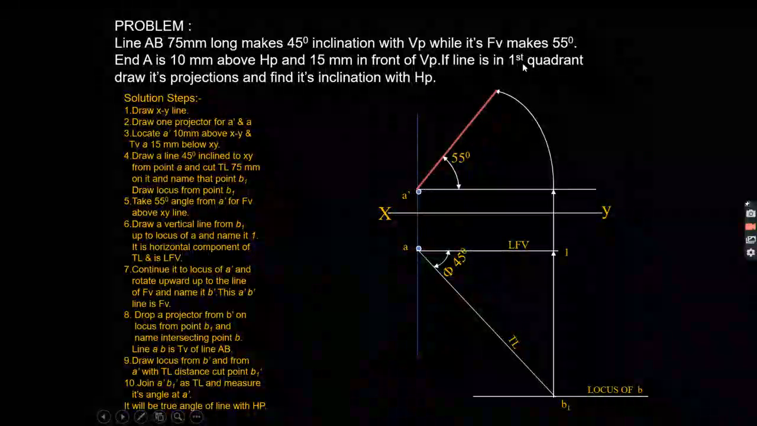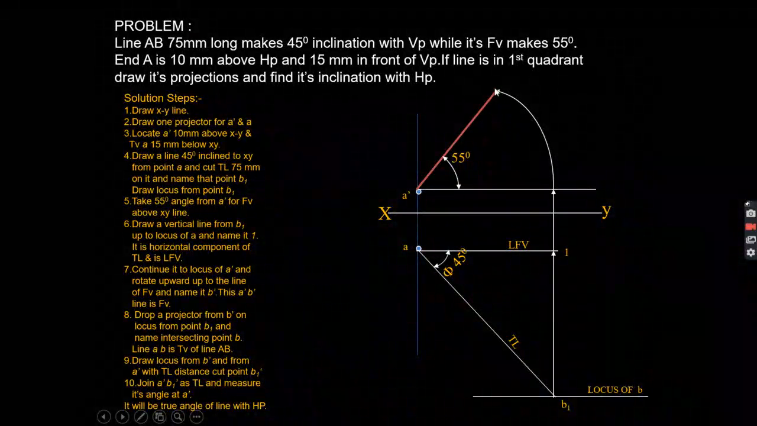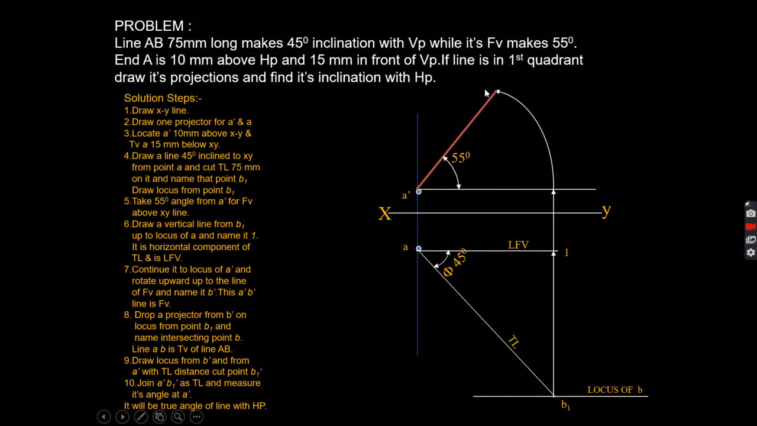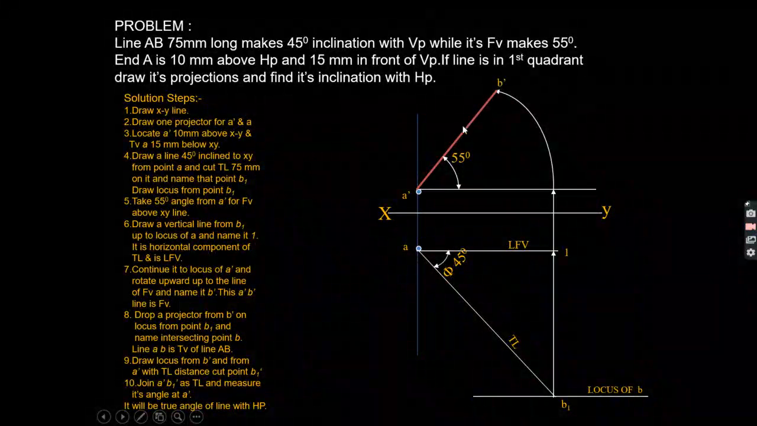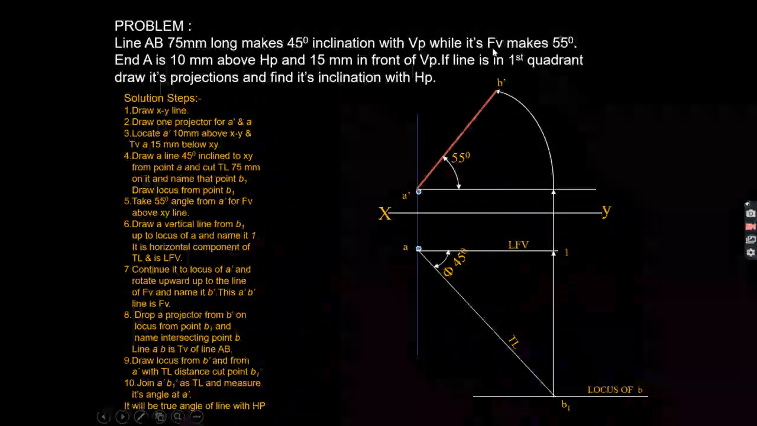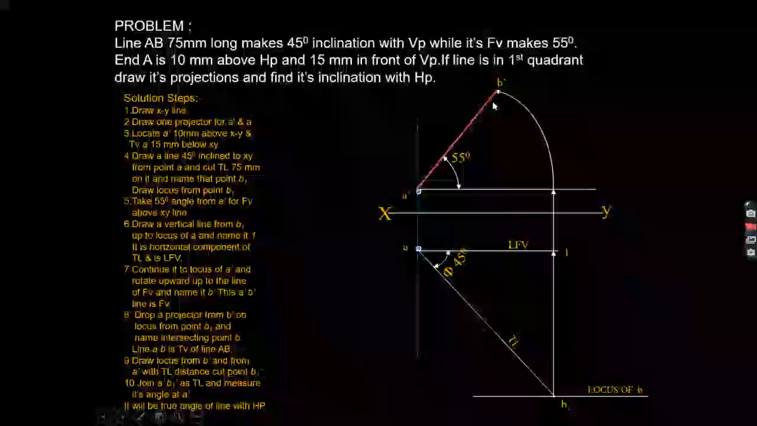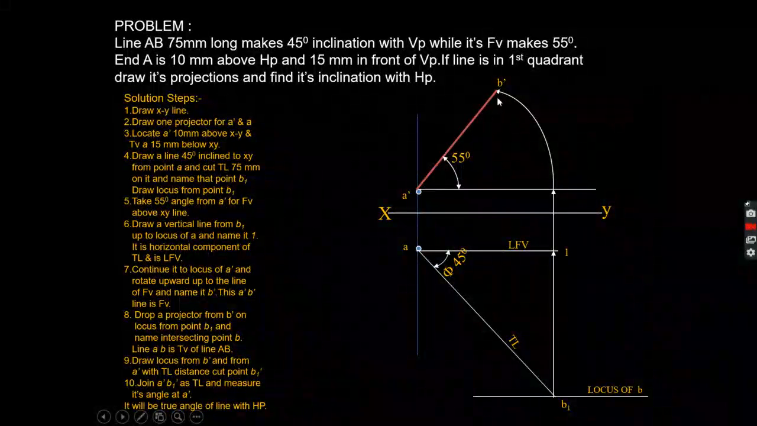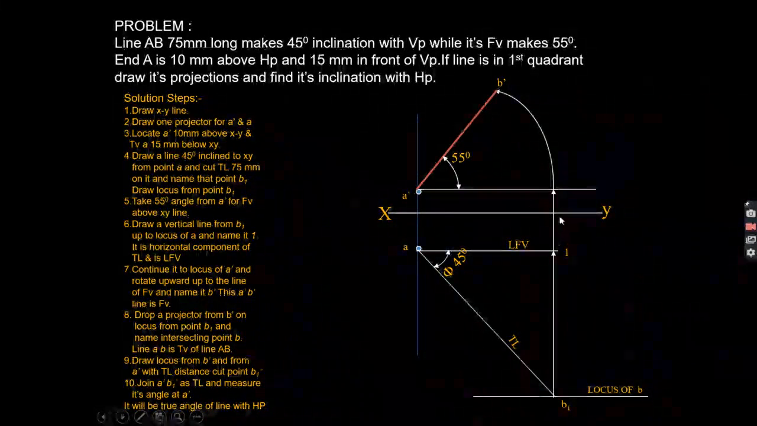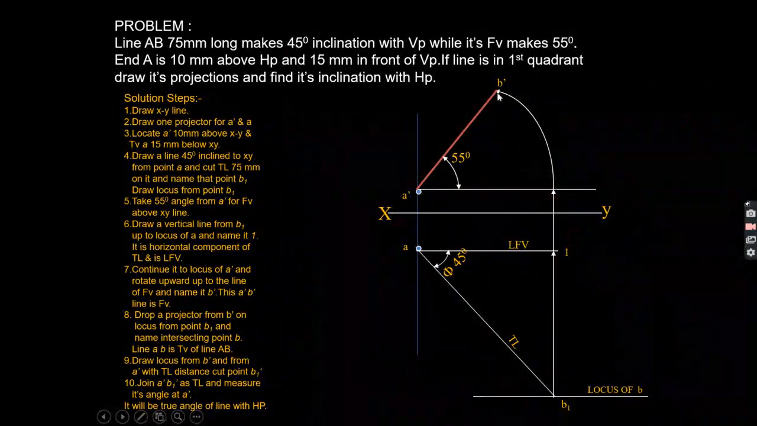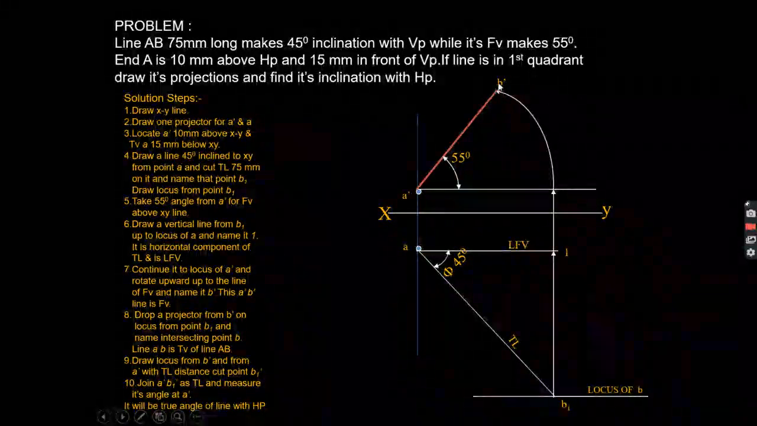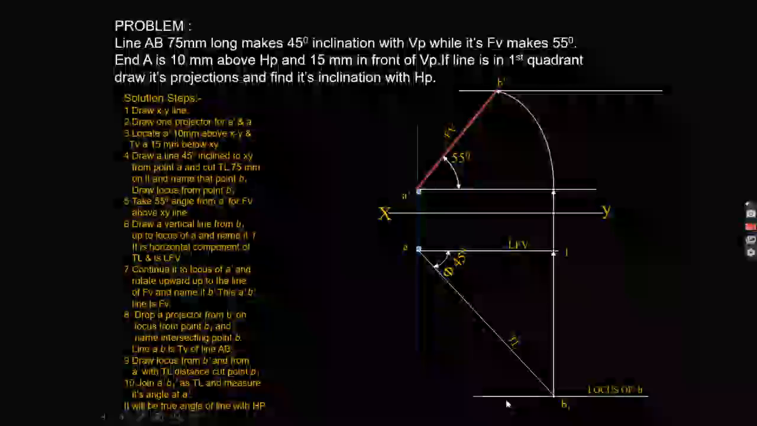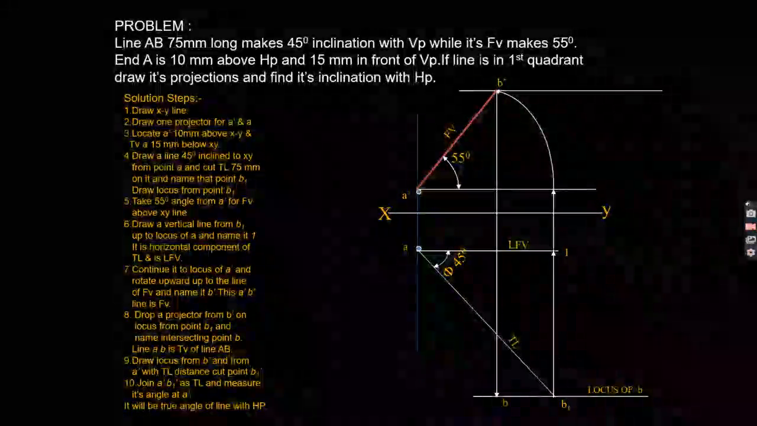Whenever this line cuts this arc, this is the final position of point B dash, right? Because it is the angle of the front view. So this is your front view only, and whenever this line cuts this arc, you will get the final position of point B dash. And after drawing the projector on this horizontal line, you will get the final position of point B in the top view.